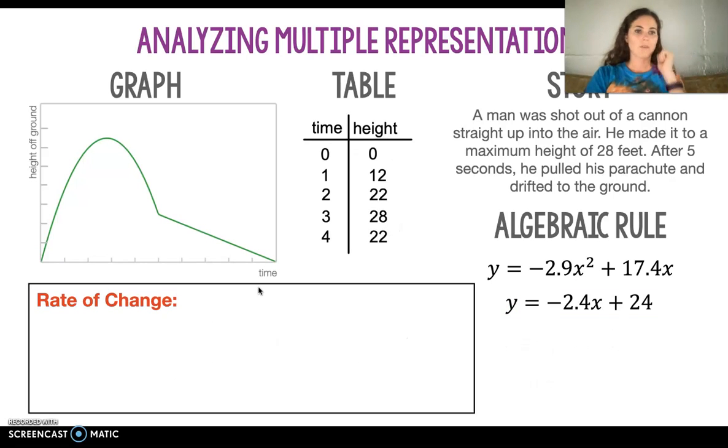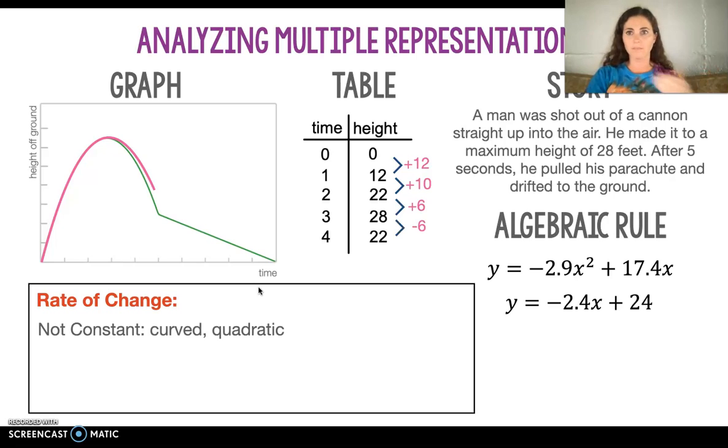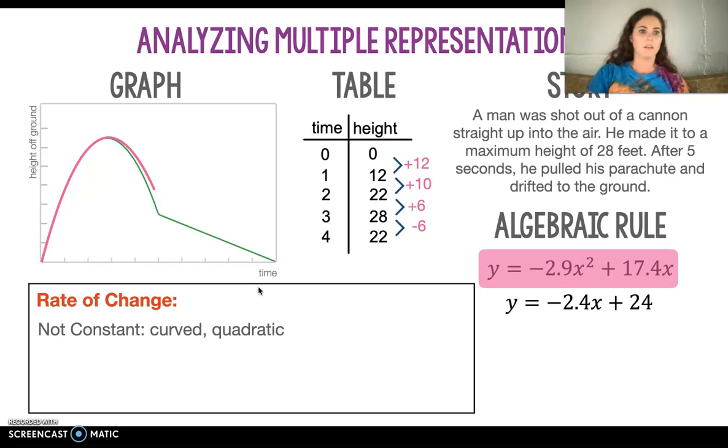We can also talk about rate of change. Rate of change we're looking for right now: is it constant or not constant? So not constant, we see the things that are curved. Hey, from that point on my graph, I can easily identify that it's not constant. In the table, I can easily identify for this set of time, I have a not constant rate of change as well. The story doesn't really give me much information. And for my rule, I can see, well, that's a quadratic. And I know from my previous knowledge that quadratic functions do not have a constant rate of change.